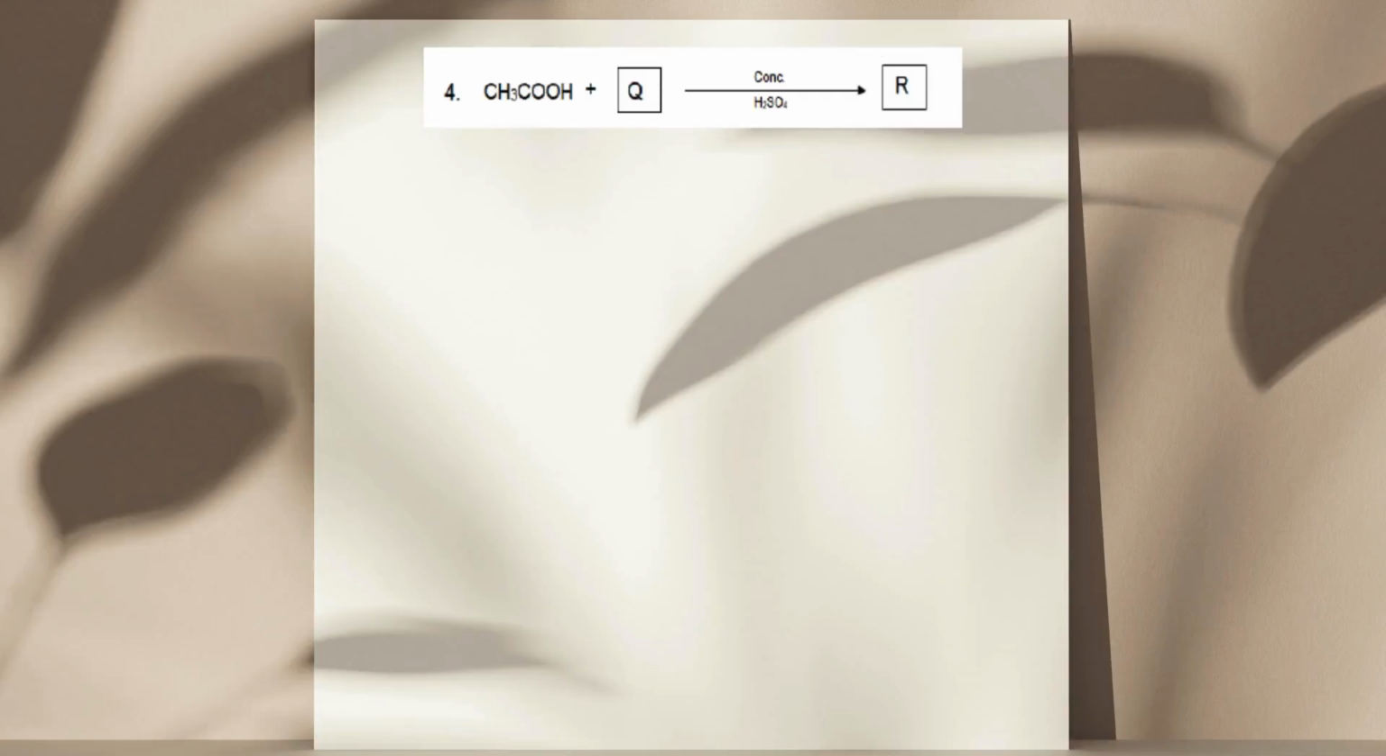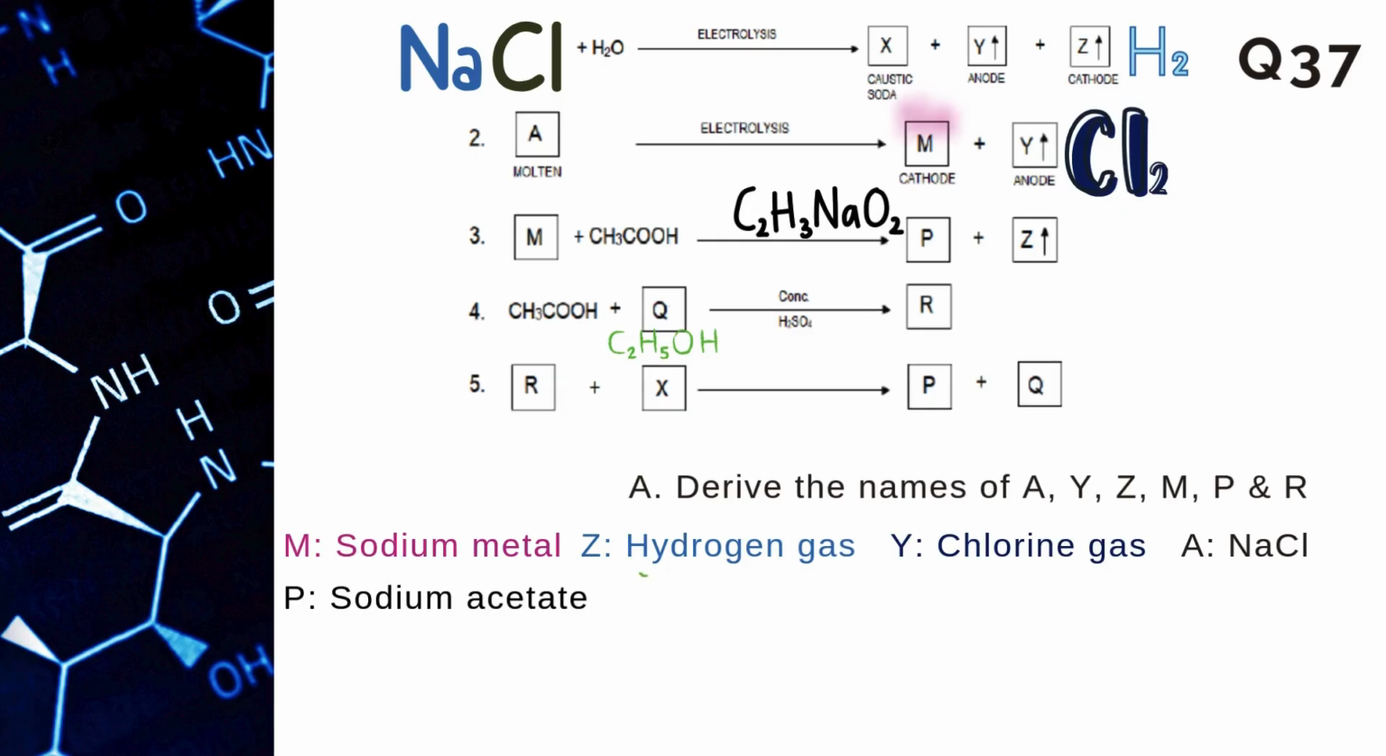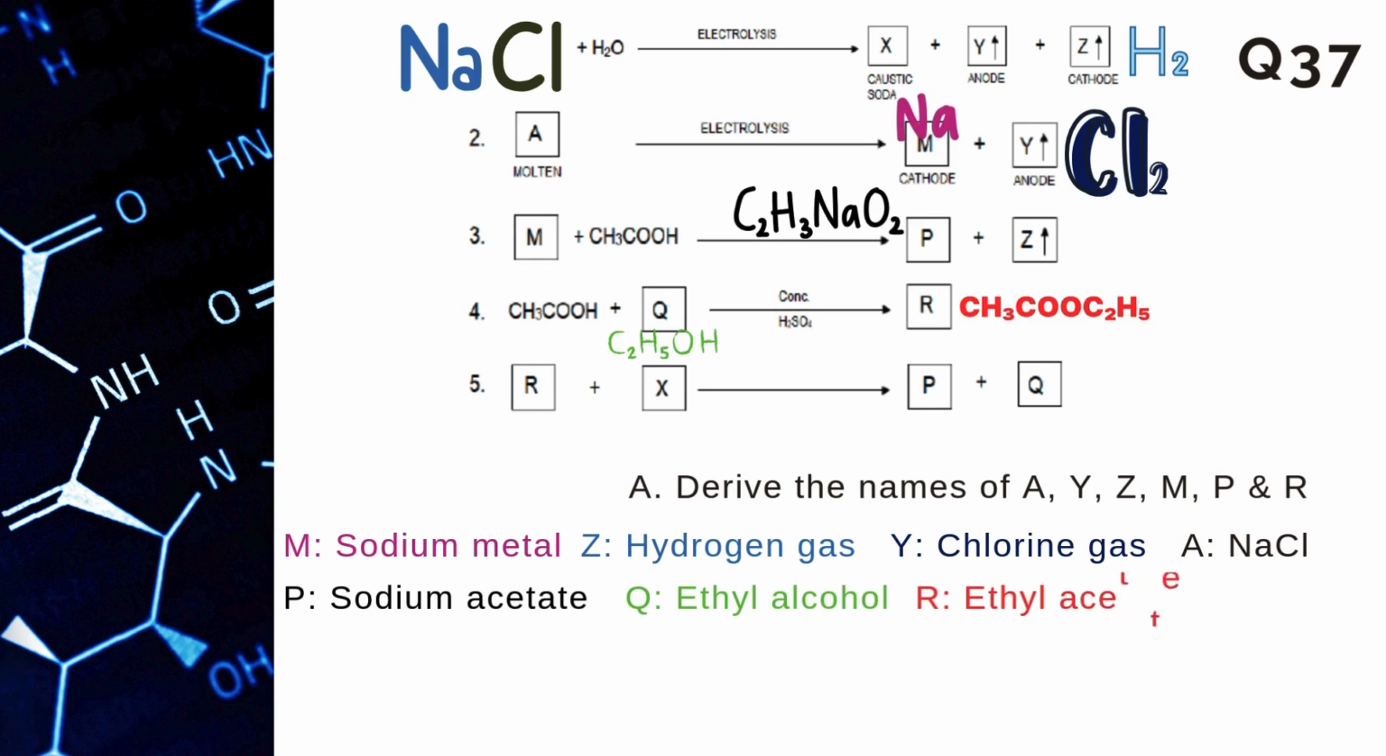Now, acetic acid plus Q in the presence of concentrated sulfuric acid gives R. This looks like an esterification reaction, where acetic acid reacts with ethyl alcohol in the presence of concentrated sulfuric acid to produce ethyl acetate and water. Thus, Q is ethyl alcohol and R is ethyl acetate.